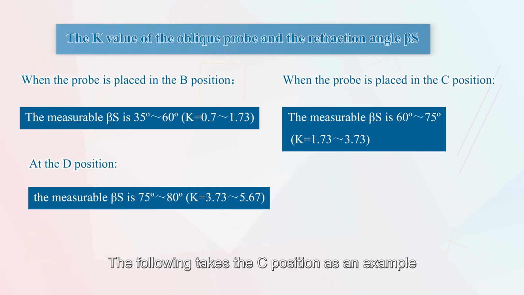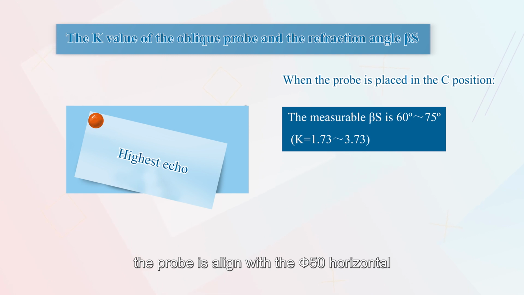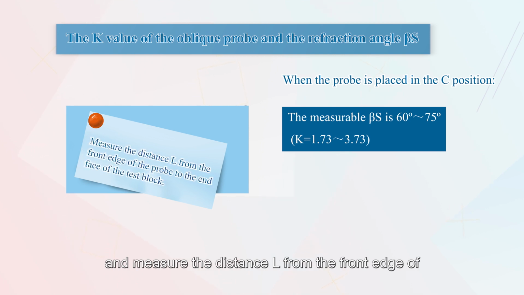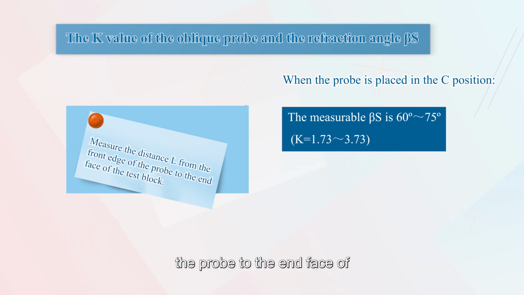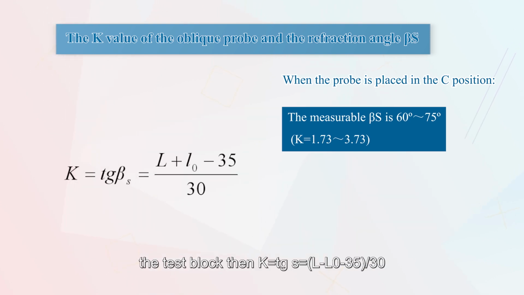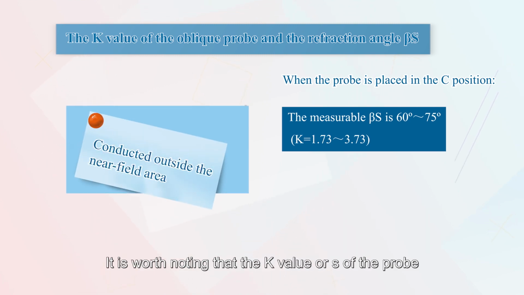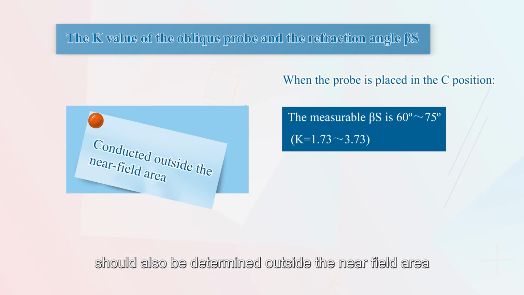The following takes the C position as an example to illustrate the test method of the K value. The probe is aligned with the phi 50 horizontal hole on the test block. Find the highest echo and measure the distance L from the front edge of the probe to the end face of the test block. Then K can be calculated, as we can see here. It is worth noting that the K value of the probe should also be determined outside the near field area.